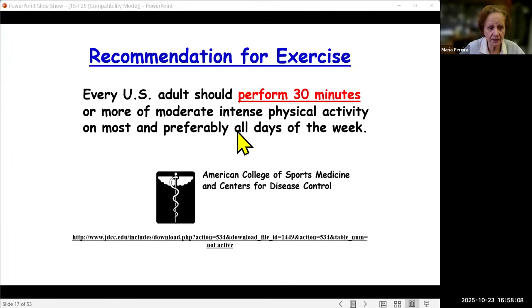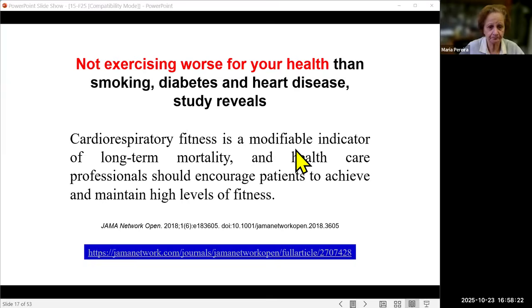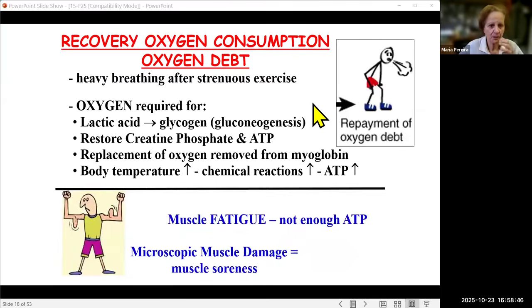And we should all exercise for at least 30 minutes a day. That is recommended by the American College of Sports Medicine and the Centers for Disease Control. A very, very good recommendation. Some studies reveal that not exercising is worse for your health than smoking, diabetes, or heart disease. So exercising can prevent osteoporosis, can prevent heart attacks, can prevent so many other conditions. So it's very, very advisable.